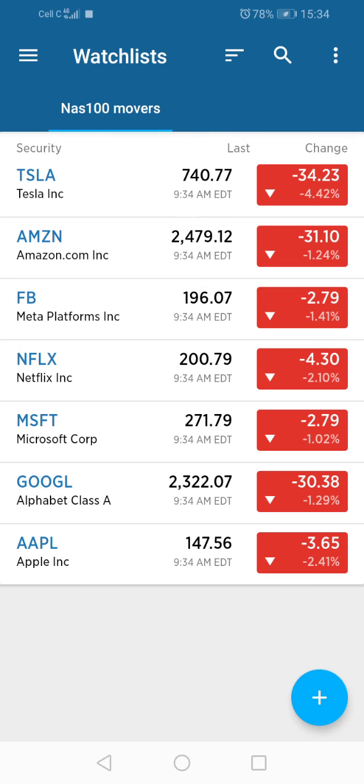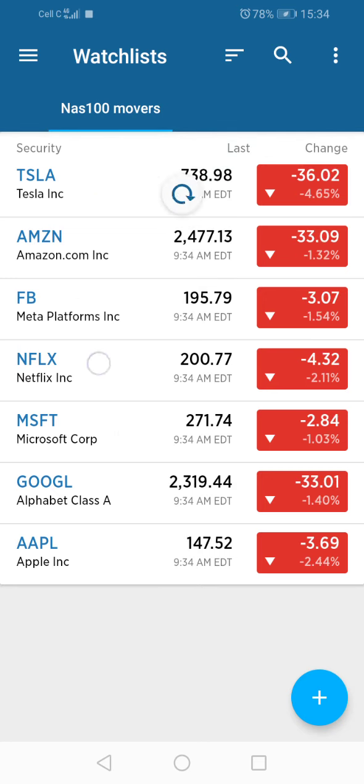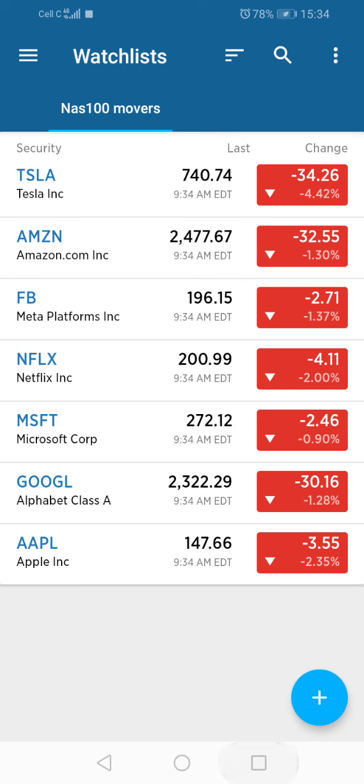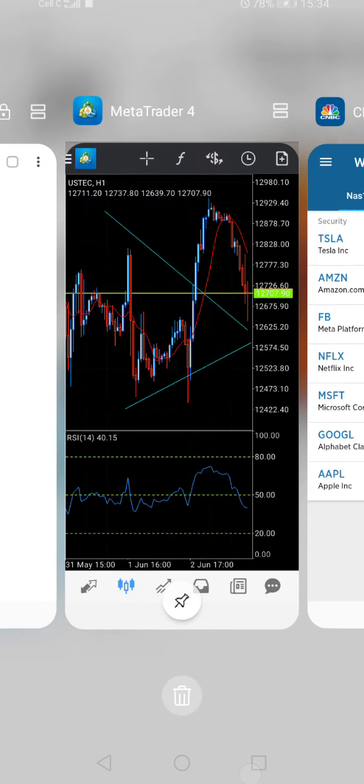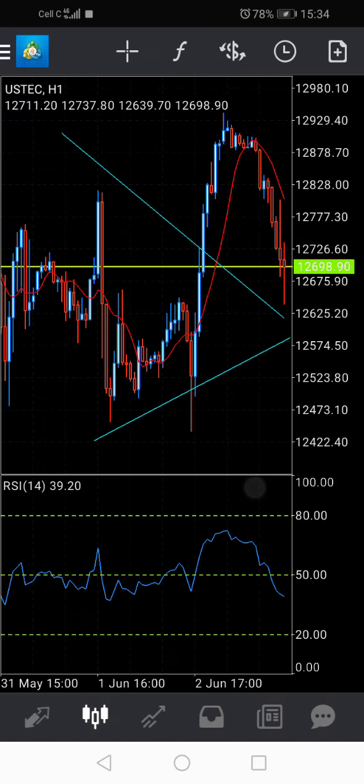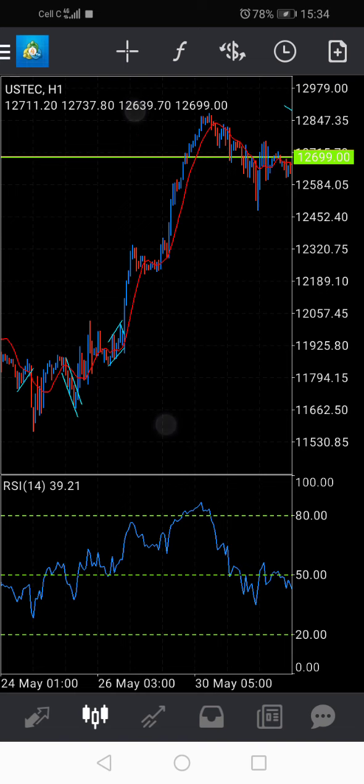So here quickly, the change is negative, as you can see there. Negative. All right, that's good. That means we have a bias towards one direction. So let's see technically what's going on.